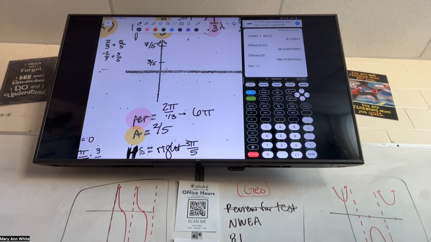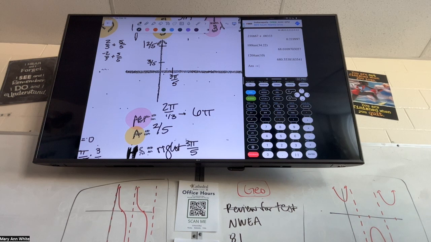Okay. So I can't do 1 and 2/5 with this one. You can put 1 and 2/5, as long as I know that that's not 12/5. Okay, now I like to graph my horizontal shift. So I'm going to go right 3 pi over 5.